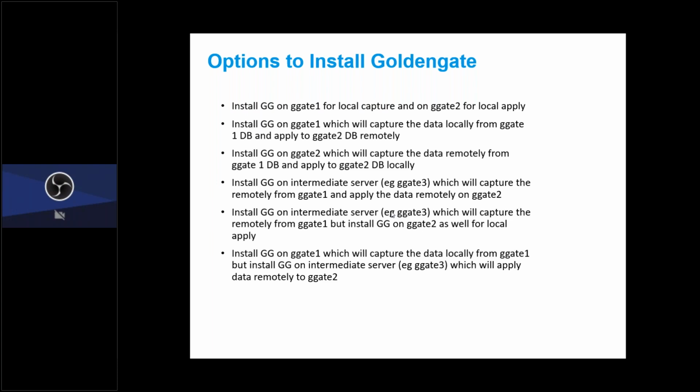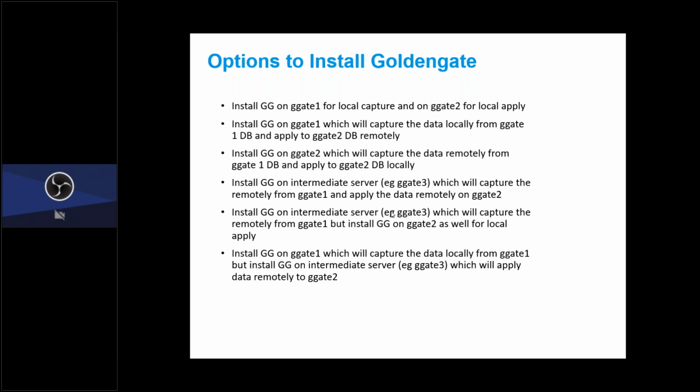So install Goldengate on Gate 1, which is going to capture the data locally from Gate 1. So we are doing local capture, but remote apply by using an intermediate server like Gate 3. Install Goldengate over there and apply the data remotely to Gate 2.